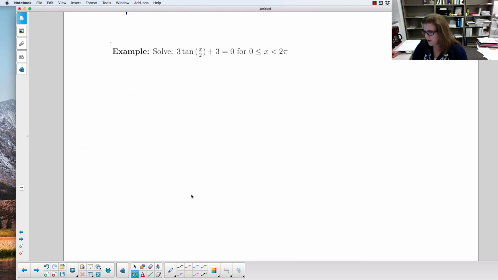All right, last one for this morning, or this afternoon it may be, and then I'll let you get to work on your lab. I have 3 times the tangent of x over 2 plus 3 is equal to 0. So same story. We don't have just x in the argument, but I'm looking for 3 times the tangent of some angle plus 3 is equal to 0. Moving things around, that means 3 times tangent of x over 2 is equal to negative 3. Dividing through by 3, tangent of some angle is equal to negative 1.